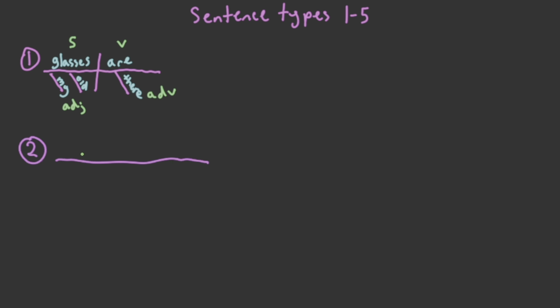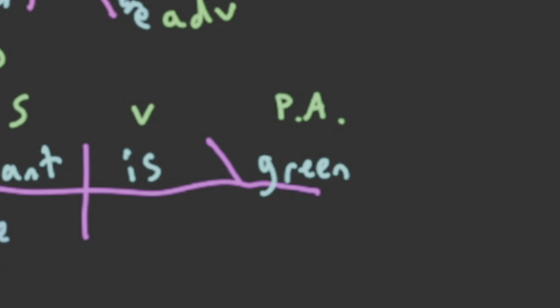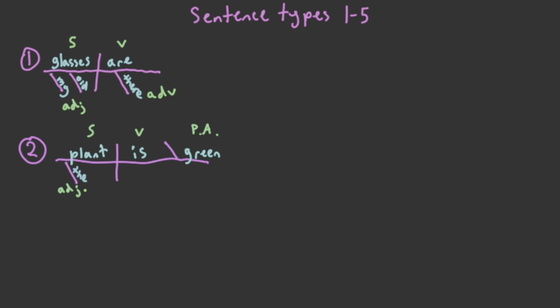To diagram this, we would make our baseline and write plant on the subject line, modified by the adjective the, which we diagram under the noun it modifies. We then make our vertical line to divide our subject and predicate. We put our be verb is in the spot of the main verb, and then we draw a slanted line to divide the verb and the predicate adjective. This line here is visibly what sets a pattern 2 and others apart from a pattern 1.